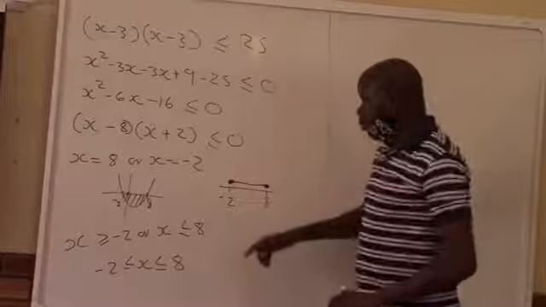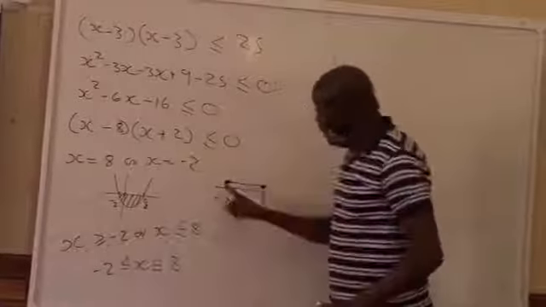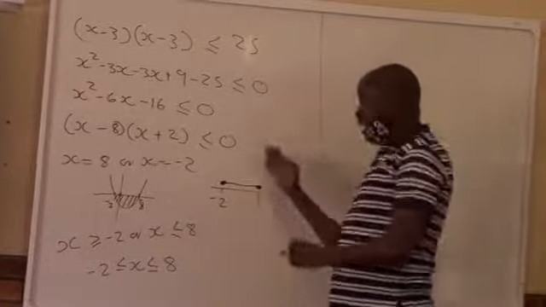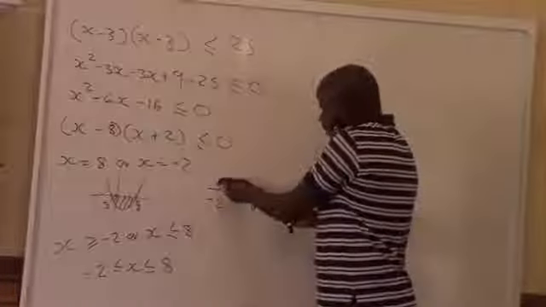So if it's in the number line, greater than negative 2, it's going this way, less than 8 is going this way, so then they meet. So that is why they join there.